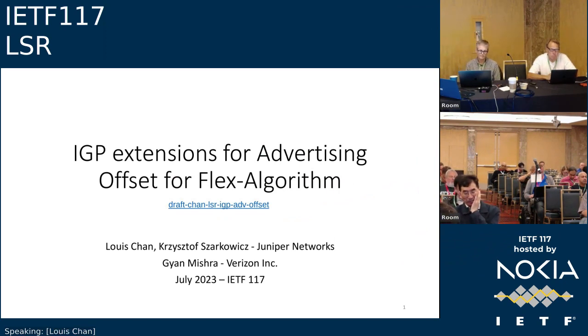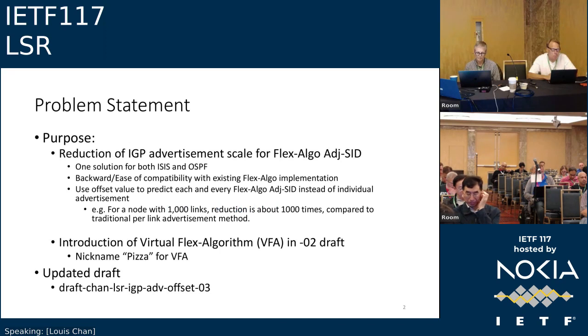My name is Louis Chen. I present on behalf of the group. So about this draft, just a quick recap on the purpose. First of all, it helps to reduce the IGP advertisement for the per flex algo adjacency set. It is one solution for both IS-IS and OSPF, and it also takes care of backward compatibility with existing flex algo implementations. That means it is compatible with the old implementations of flex algo. And it uses an offset value to predict each and every flex algo adjacency set instead of individual advertisement. That means if you have 1,000 links, the reduction is 1,000 times.